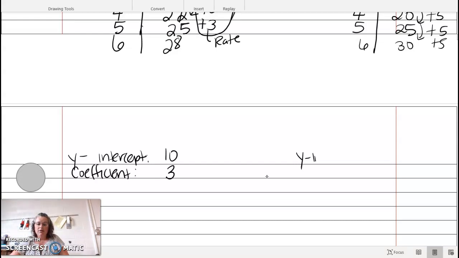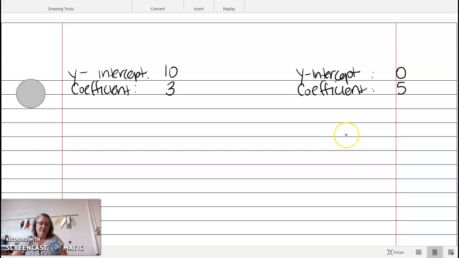His starting amount, he started with nothing, so I'm going to put 0 there. And his coefficient, his rate of change, every single time he had $5. So when we look at the equations for these two, we have every bit of information that we need.